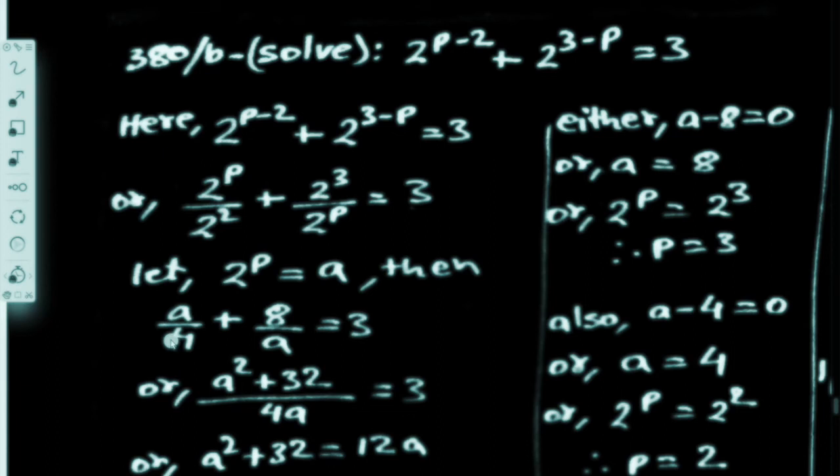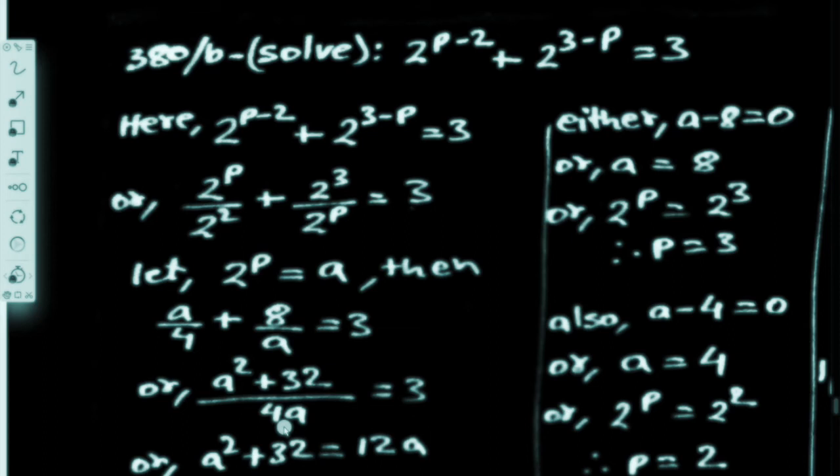Now this is in a little simpler form. We have to do more calculation here to make it easier and simpler. Now the LCM is taken. The LCM becomes 4a, and a should be multiplied with a squared plus 8 into 4. This 4 and 8 is multiplied, 8 into 4, 32, by 4a equals 3.